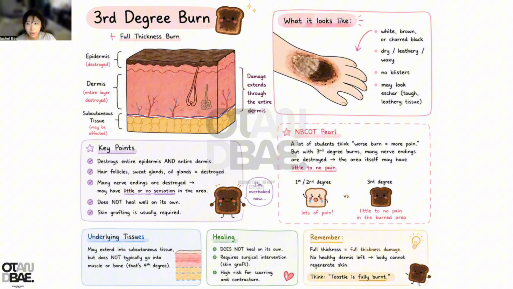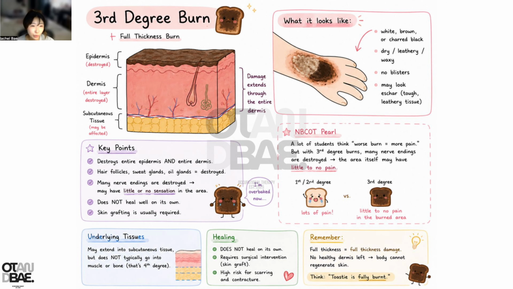So what does a third degree burn actually look like? Instead of being bright red and moist, it often looks dry, a little leathery, waxy, white, brown, or even charred black. That's because the tissue has been destroyed, right? And because we've lost the skin's ability to regenerate, these burns usually do not heal well on their own. Most patients require skin grafting to close the wound. Our poor Toasty is definitely looking overcooked now.